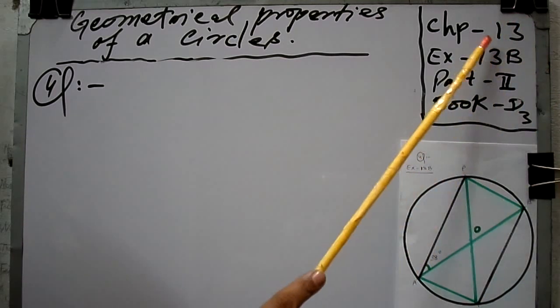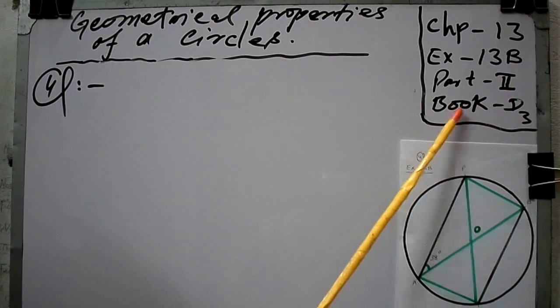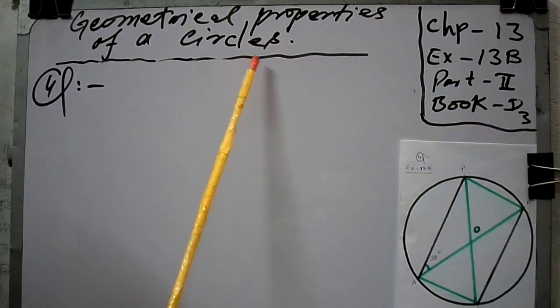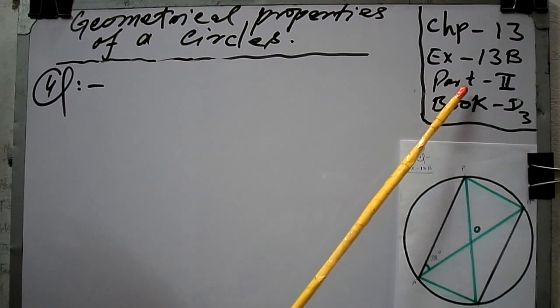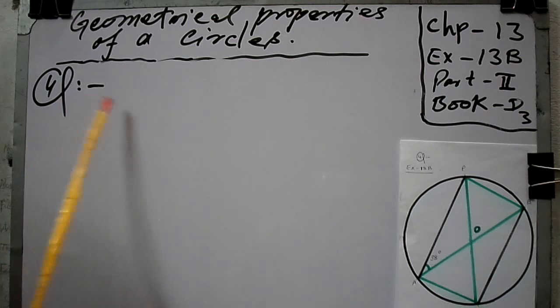Today we will discuss chapter number 13, exercise 13B, part number 2, book T3, geometrical properties of a circle. This exercise has been divided into two parts. Part number 1 is completed. Today we will discuss part number 2, starting from question number 4.